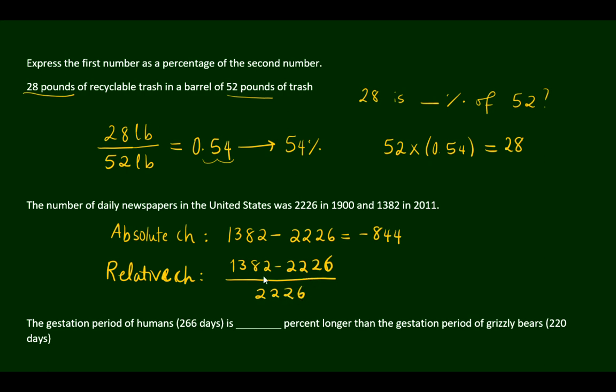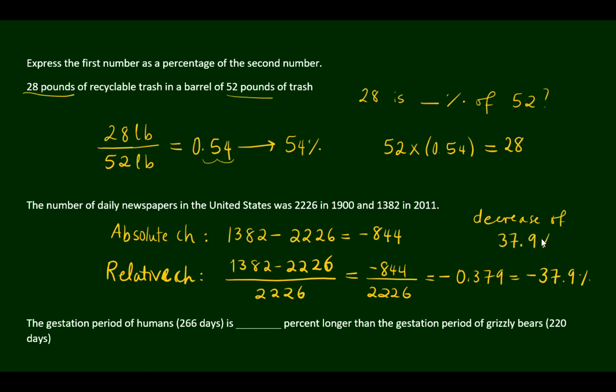So it went down, and the change we find is negative 844, but you compare that number with the initial value, the first value. This gives us negative 0.379, which means negative 37.9%. So what does that mean? That means within these years we have a decrease of 37.9%. You compare that difference with the initial value.